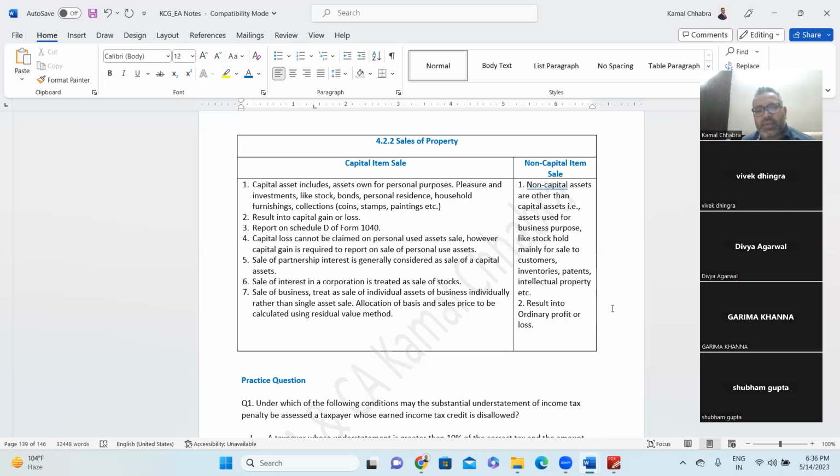Fifth is a sale of partnership interest is generally considered as a sale of capital assets. What is partnership interest? Do you remember what is partnership interest? We discussed in detail about partnership and S corporation.